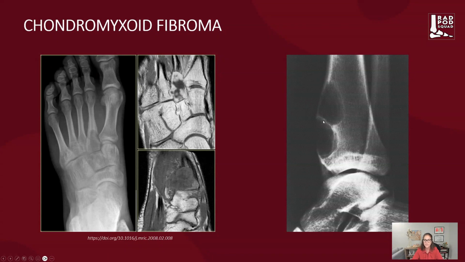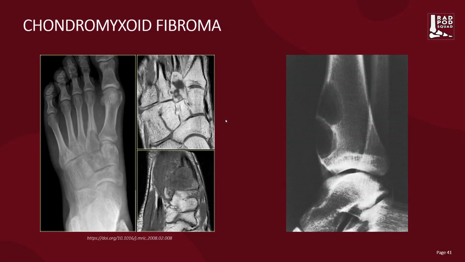Here's another example of a chondromyxoid fibroma. They can have many different appearances. Many of them are lucent within the cortex. And when we do post-contrast imaging, we can understand how some of these lesions are going to have that thick wall enhancement. So we want to, of course, work these up with an MRI.